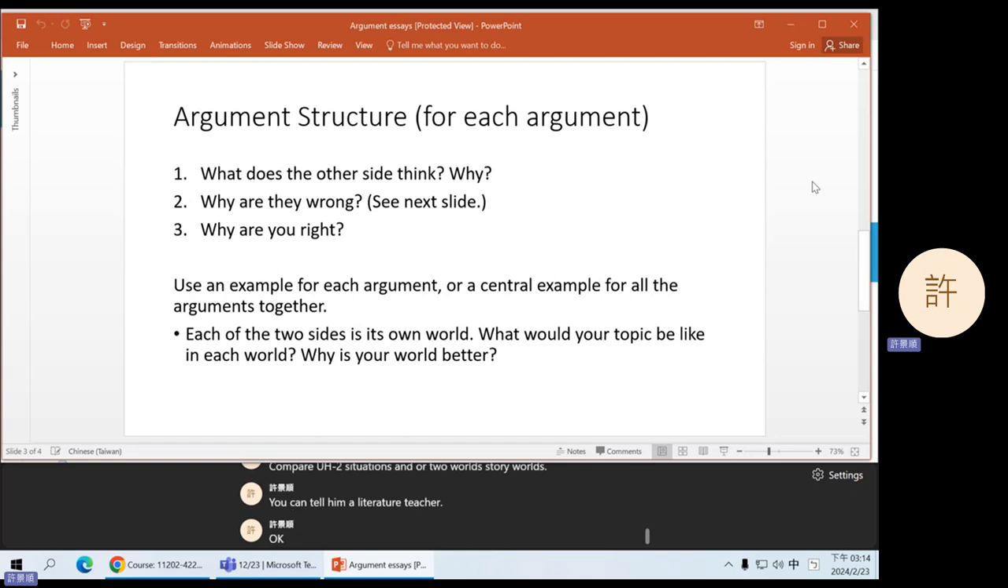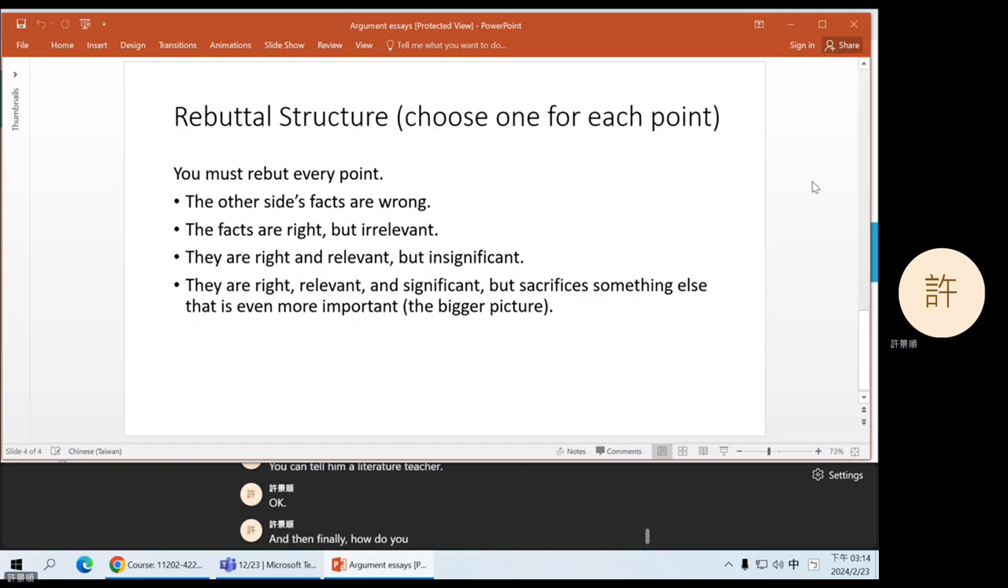Okay, and then finally, how do you attack? Rebuttal. Rebuttal just means you're responding to the other side. This is a bit different. These are options. Choose the most suitable option for each point.